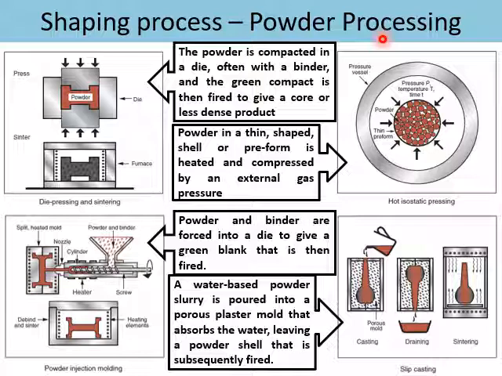Another method is hot isostatic pressing, or the HIP method, to press and heat the powder into a desired shape with no porosity, such as for making biomedical parts and aerospace parts.